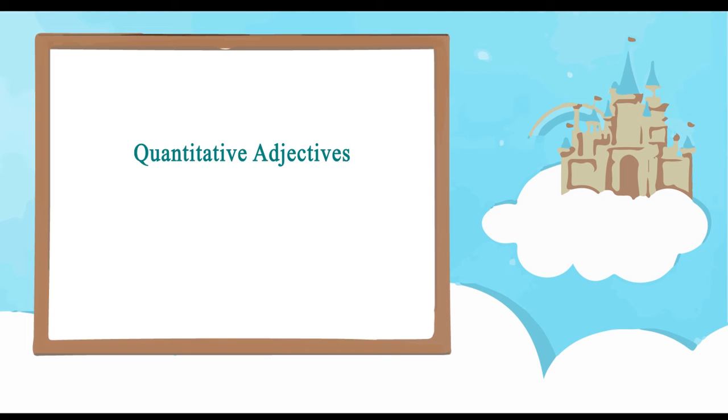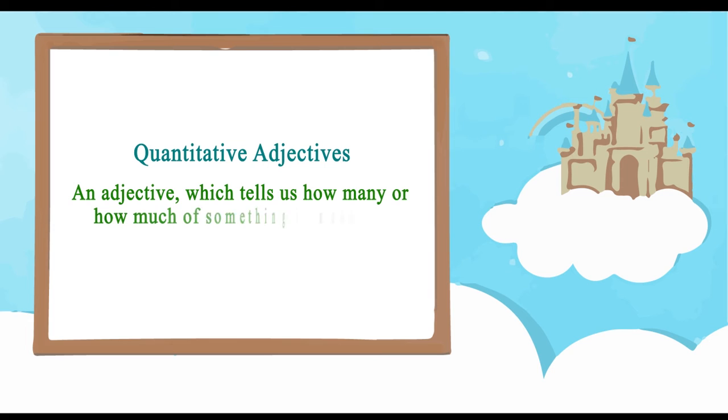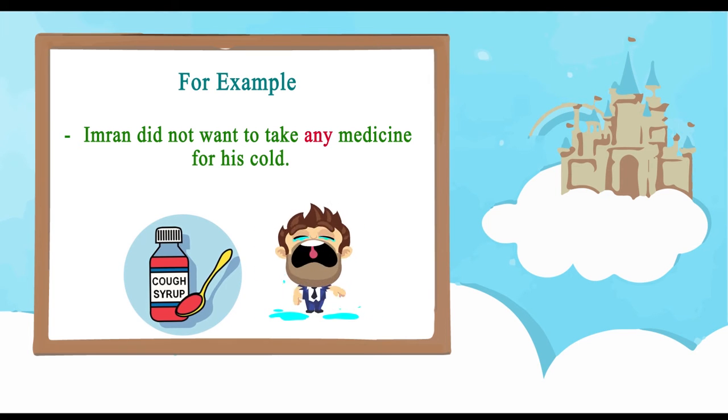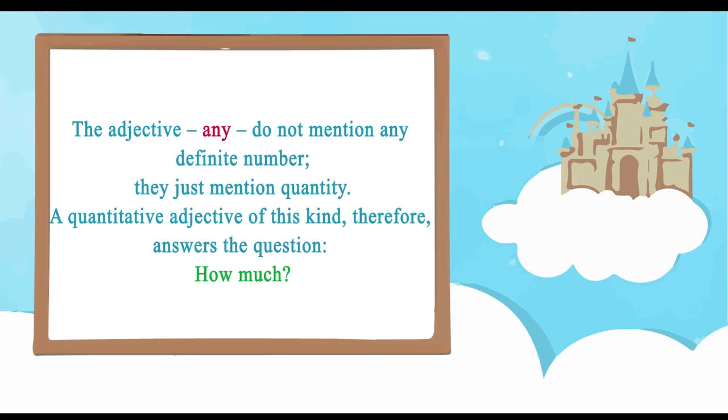Quantitative adjectives. An adjective which tells us how many or how much of something is meant is called a quantitative adjective. For example, Imran did not want to take any medicine for his cold. The adjective any does not mention any definite number, it just mentions quantity. A quantitative adjective of this kind, therefore, answers the question, how much?